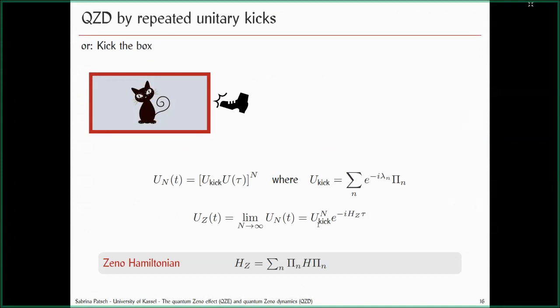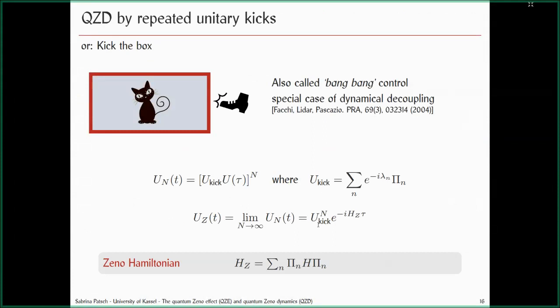But now we can go even one more step further. Namely, we don't have to kick the box, but we can simply, oh sorry, I forgot something. It's actually called the bang-bang control. You might have heard about that before. I know that you heard about it at the Cusco school. It's actually a special case of dynamical decoupling. In case you're interested in dynamical decoupling, I put a reference here, where they explain the relation between the Zeno effect and dynamical decoupling, but it's essentially that. So mathematically, it can be described with the same words.